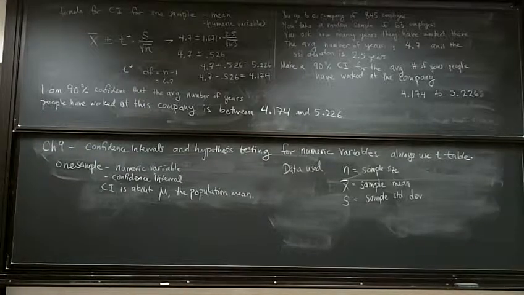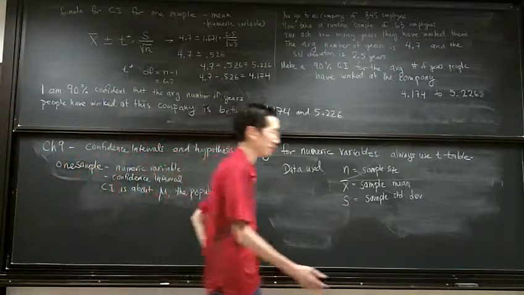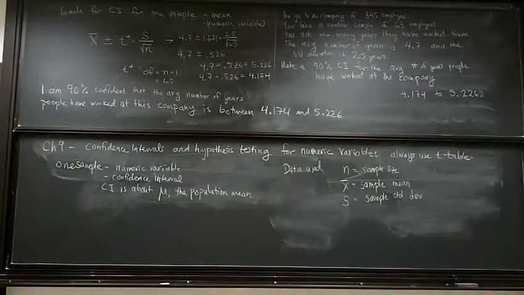So we got confidence intervals for one sample. Now we're going to do hypothesis tests for one sample. Let me just make sure we're on track with time. We are on track with time.